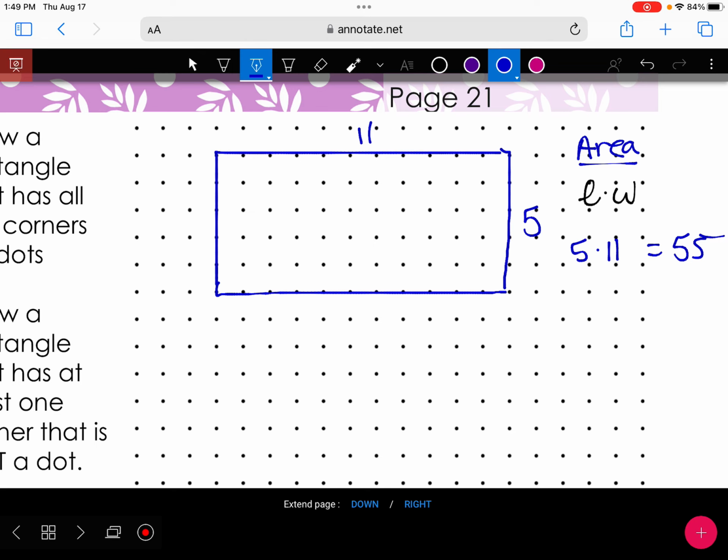If I don't know my 11s, I could do multiplication in parts. You remember that? Where we would bust it up into pieces. And I could do 5 times 10 plus 5 times 1, if I liked those numbers better, and get 50 plus 5 to get 55. Multiplication in parts. There's a reason we used to do that in elementary school on how to multiply.